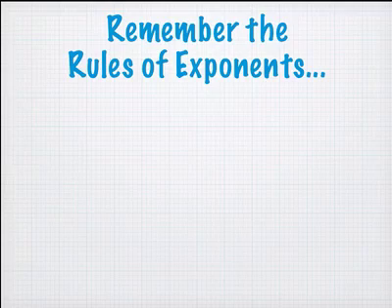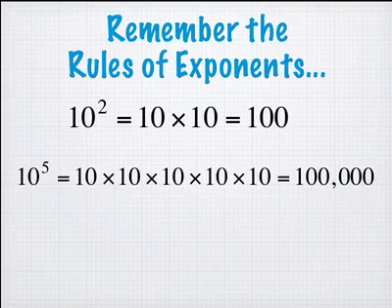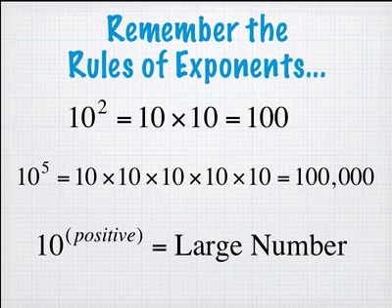Let's review some rules of exponents. Remember that when you raise something to a power, you multiply it by itself. 10 squared is 10 times 10, which is 100. Larger powers of 10 means you multiply 10 by itself more times. You end up with a much larger number. 10 to the 5th ends up being 100,000. So the rule is 10 to a positive number gives you a very large number.